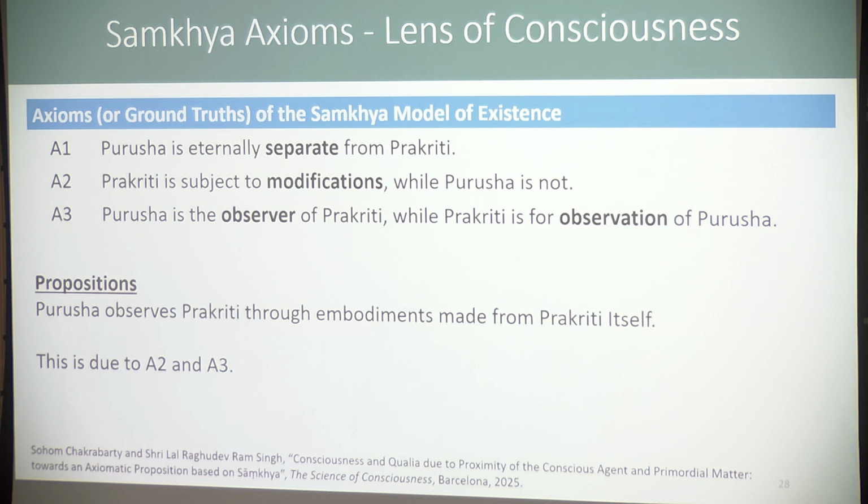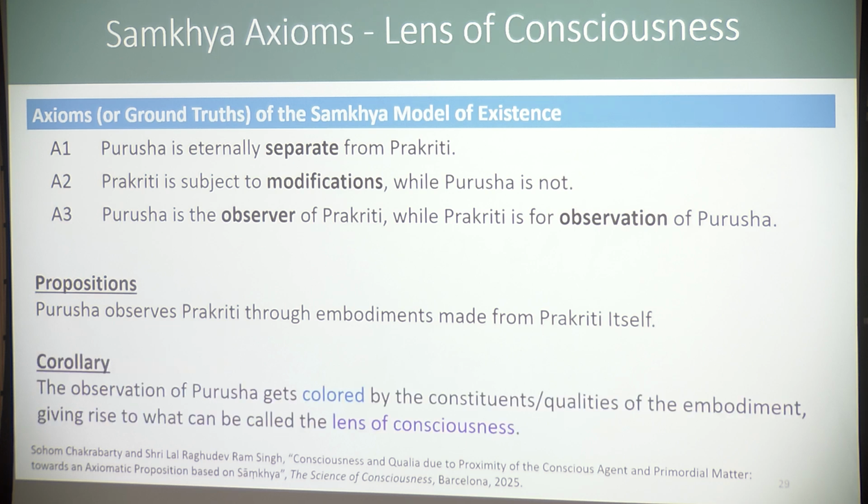So Purusha observes Prakriti through embodiments made from Prakriti itself, and that gives a corollary like this. The observation of Purusha gets colored by the constituents or qualities of the embodiment, giving rise to what can be called the lens of consciousness. This is the corollary that we are proposing. Now this colored statement is there in the Yoga Sutras. Lens of consciousness is a term that I am bringing up.